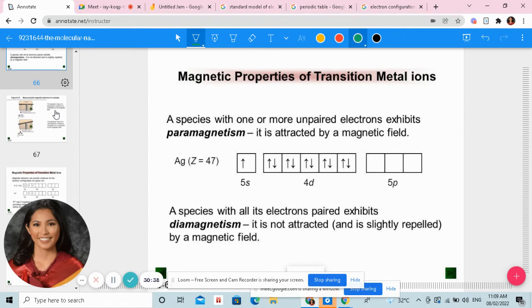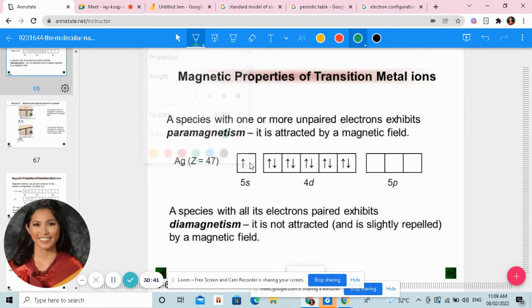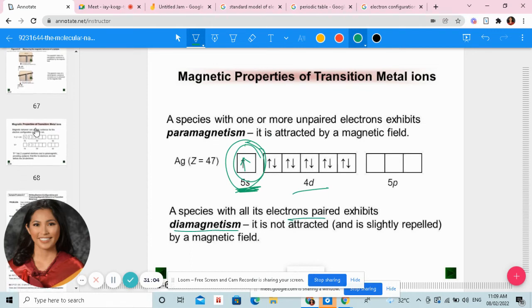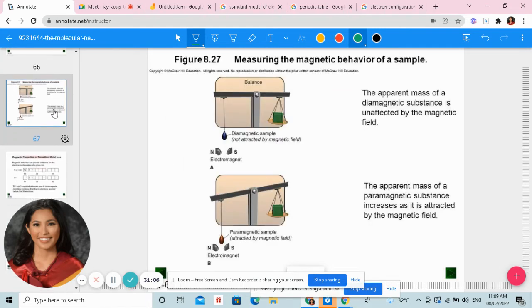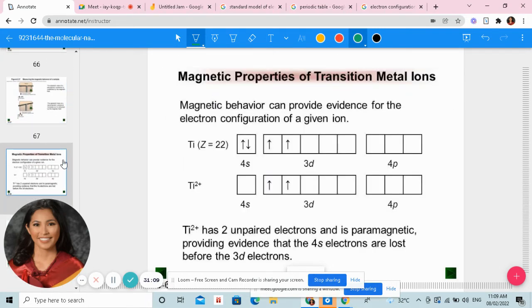Now take a look, this one is paramagnetic because 5s is the outermost energy level, higher than 4d. So it is paramagnetic, it has unpaired electrons, so it is affected by a magnetic field. Diamagnetic means the electrons are paired. Like this one, paired, it is diamagnetic.